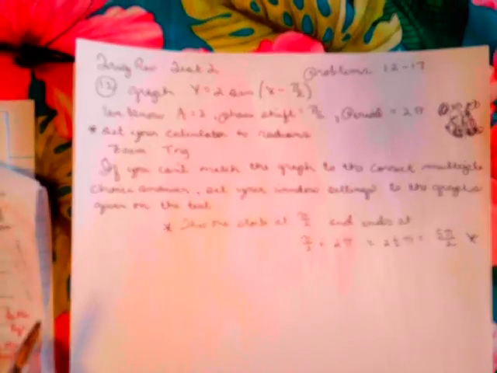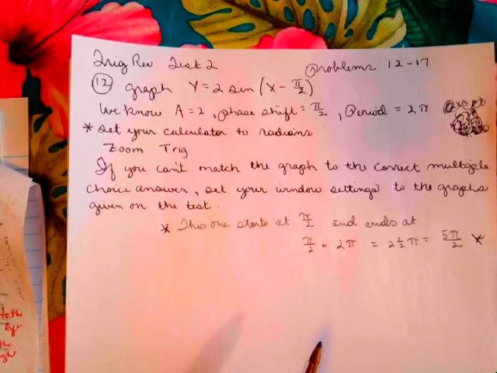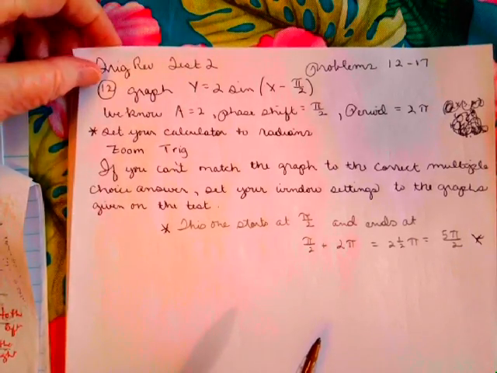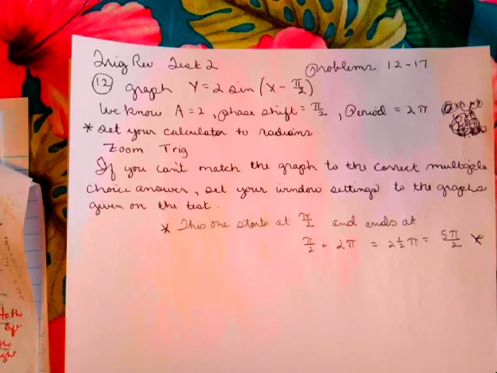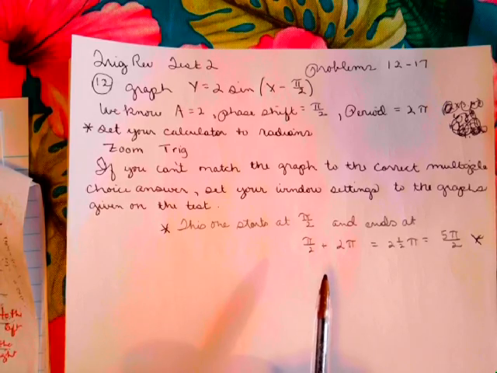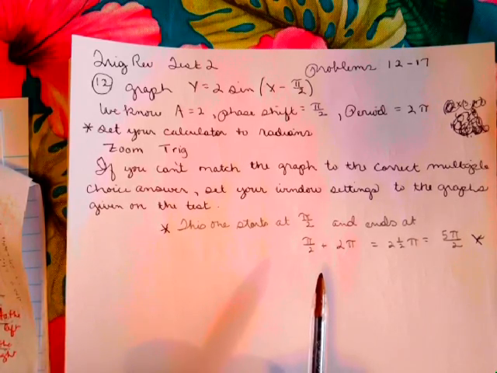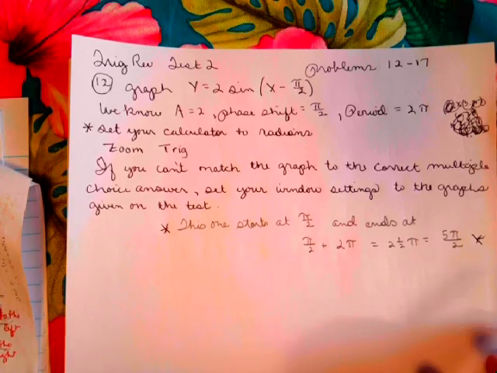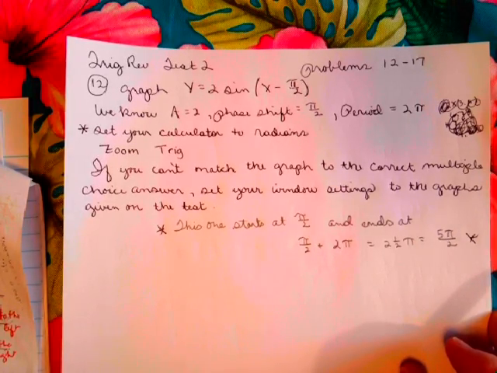Trig Review Test 2, problem number 12. We're working on problems 12 through 17 now. Graph y equals 2 sine of x minus pi over 2. Use your knowledge of the different information we've learned about the graphs of trig functions and your graphing calculator.